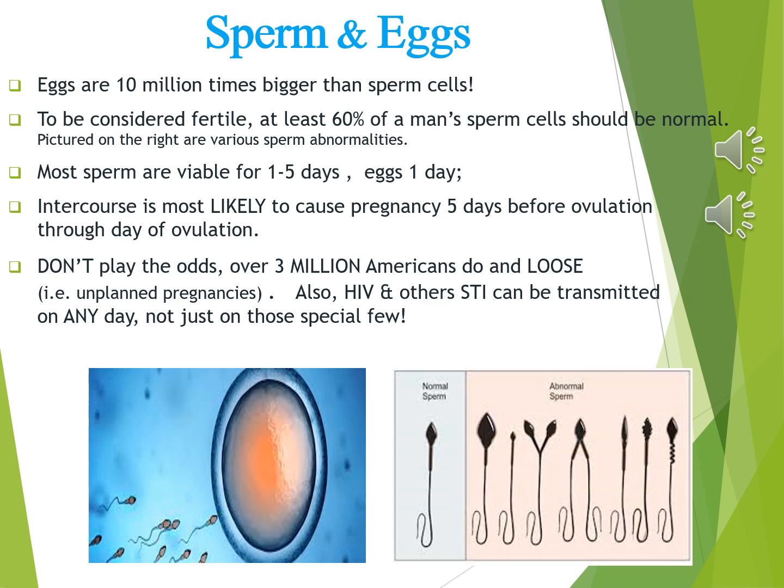Intercourse is most likely to cause pregnancy 5 days before ovulation through the day of ovulation. But don't play the odds. Over 3 million Americans do yearly and lose with an unplanned, unintended pregnancy. About half of those would end in an abortion process. And also don't forget that although fertility and pregnancy can only occur a few days each month, HIV and STI infection can occur any day of the month. So a few facts you're probably already aware of, just to refresh your mind.